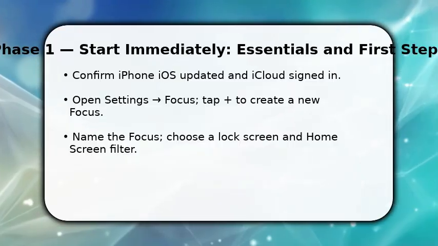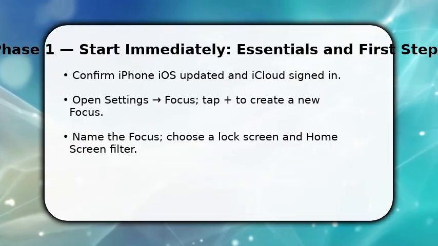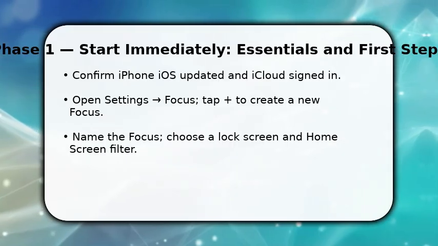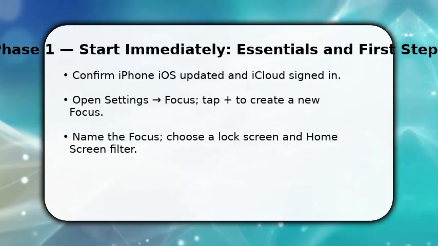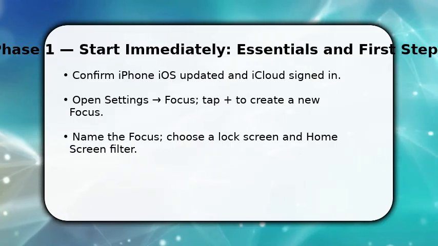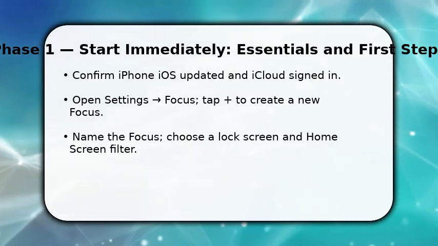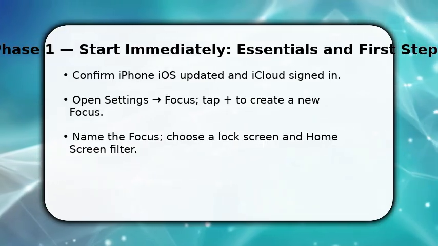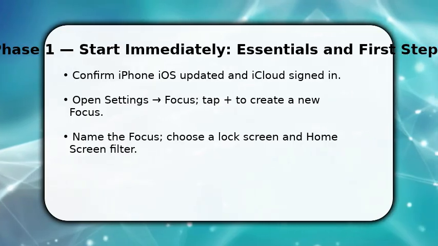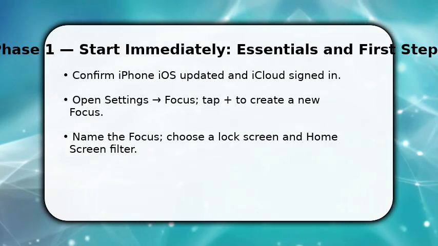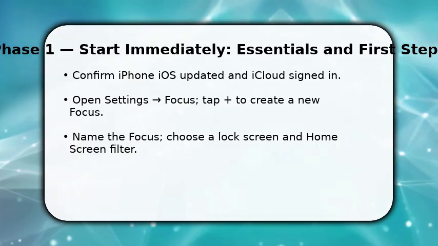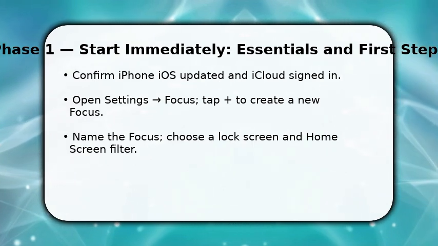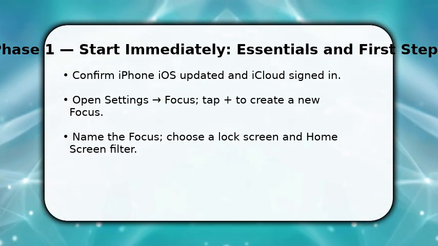You need an updated iPhone and iCloud signed in because Focus syncs across devices. Now open Settings and tap Focus. Press the plus sign to create a custom focus. Name it clearly, Do Not Disturb Custom, for example, and pick a lock screen and home screen filter so the phone shows only what matters. Once done, enable the focus to test basic behavior. This first step sets the foundation so notifications and interruptions are controlled consistently across your devices.